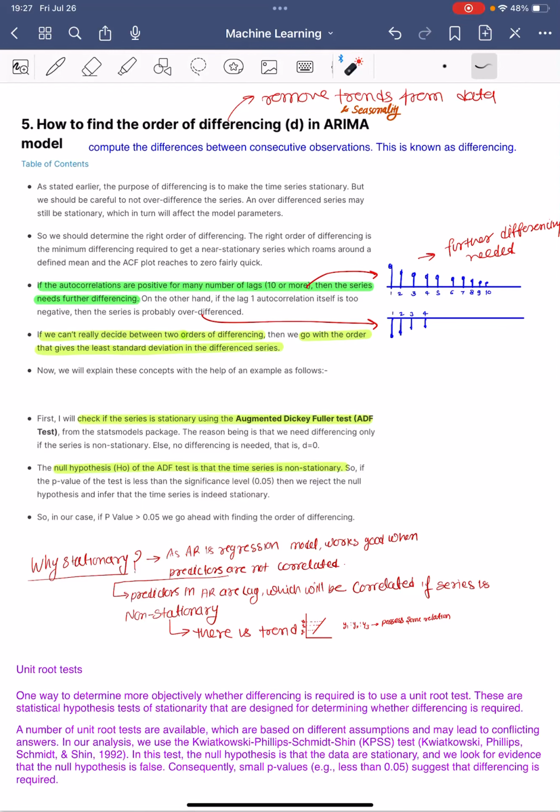Now we will talk about how to find the order of differencing in an ARIMA model. The I means integrated, integrated by some differencing in the time series, and d is the parameter for the number of times it should be differenced to make the series stationary. So first we have to understand what differencing does. It removes the trend and seasonality from the data. When you take the difference of a series, it removes the trends and seasonality that make the series non-stationary, right?